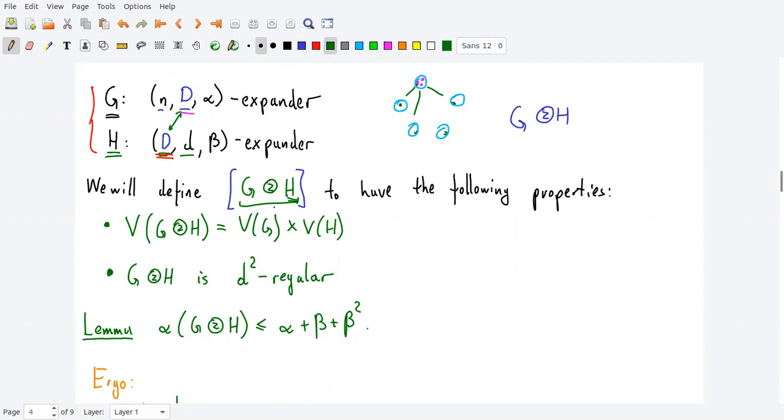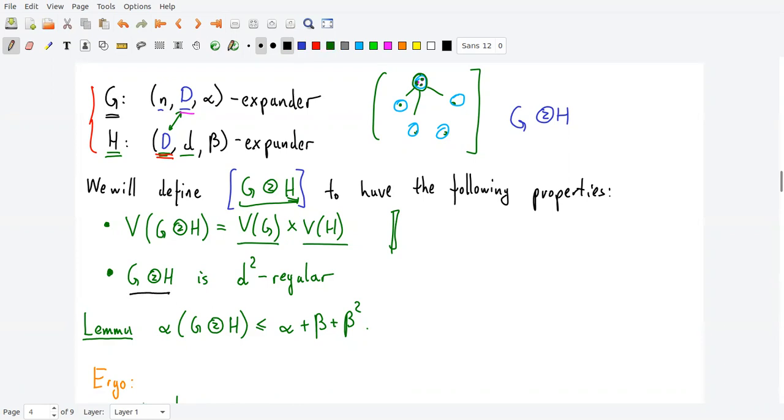So first of all, the vertex set will be the product of the vertex sets. And you can already see this in this picture. Essentially, every vertex of the product will be defined by saying in which original copy of G I am and which of the vertices of H I am a copy of. So the zigzag product will use the Cartesian product of the vertex sets as the vertex set.